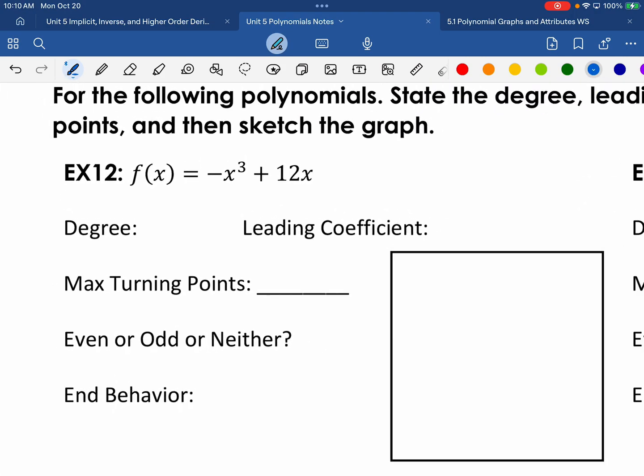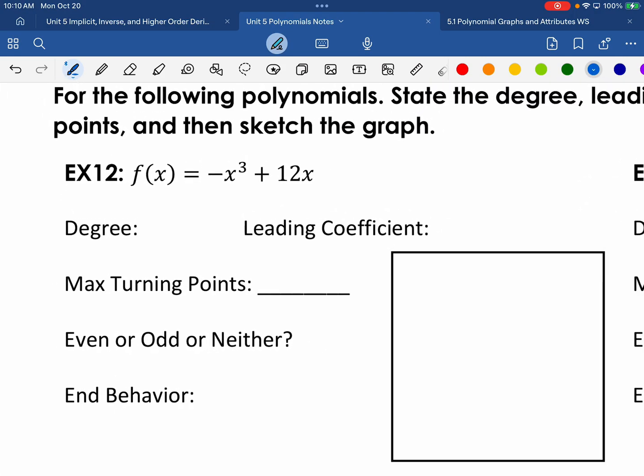All right. For the following polynomials, we're going to state the degree, the leading coefficient, the turning points, and whether it is even, odd, or neither. And then we're going to sketch the graph. It's going to be a sketch. It's not going to look exactly the same. But throughout this unit, we're going to get more and more information about our polynomials so we can get a more and more accurate sketch of my graphs. And at the very end of the unit, in 2 weeks on Thursday, we're going to have a day where we practice sketching polynomials after we find all the things that we find.